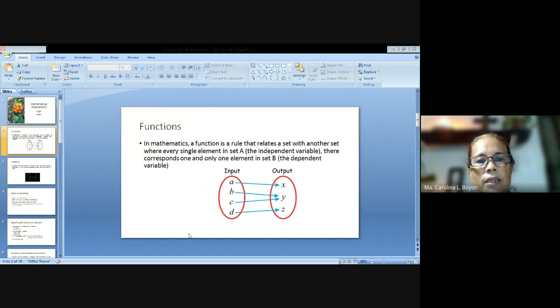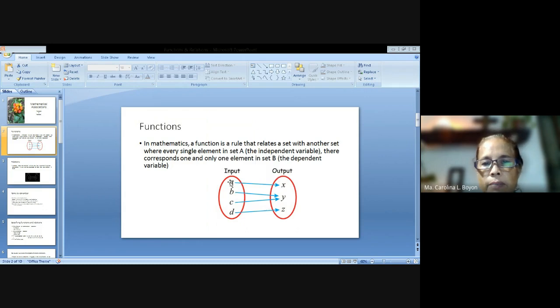functions? Okay, so if we look at this mapping of set A referred to as input and set B referred to as output, we have elements in the first set consisting of A, B, C, and D, and for the second set, X, Y, and Z. Okay, so in mathematics, a function is a rule that relates a set with another set where every single element in the first set, or set A, which we call input, corresponds to one and only one element in set B, illustrated in here as output.